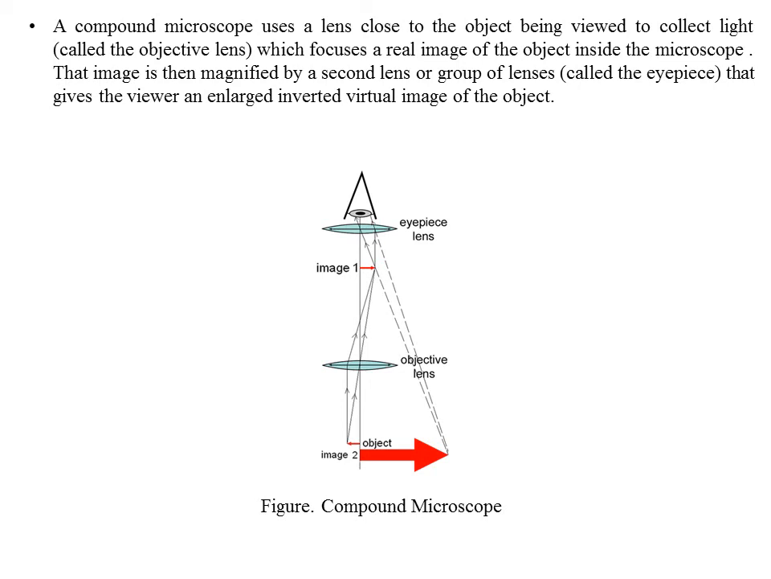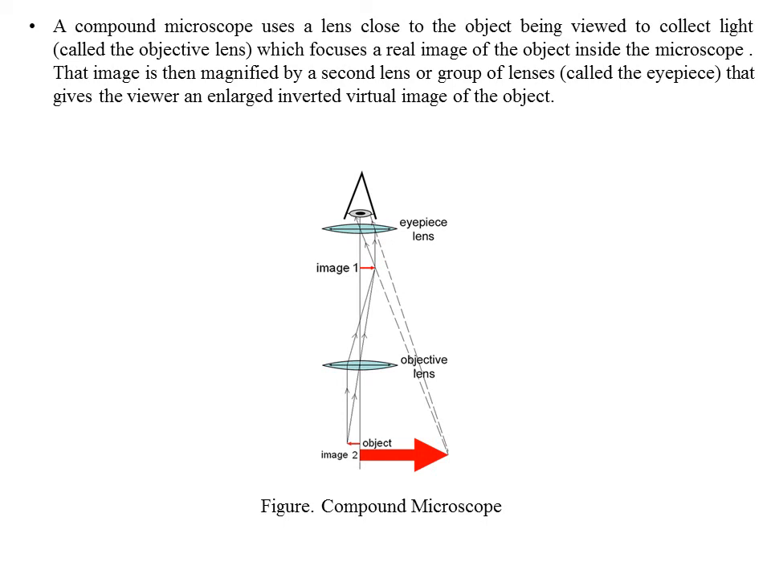What will this objective lens do? It will focus the real image of the object inside the microscope. The image is then magnified by another set of lenses, called the eyepiece. With the help of the eyepiece lens, we get the enlarged, inverted virtual image of the object which the observer can see. So the objective lens and eyepiece lens are both used here. That's why it is called a compound microscope.